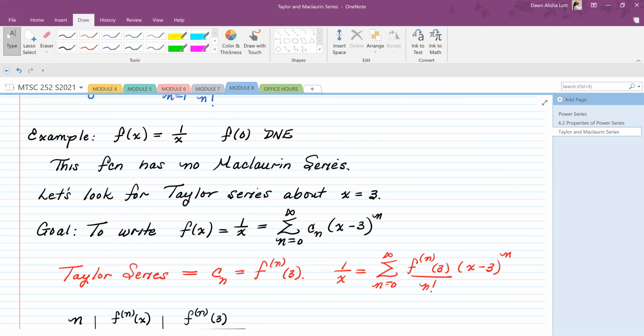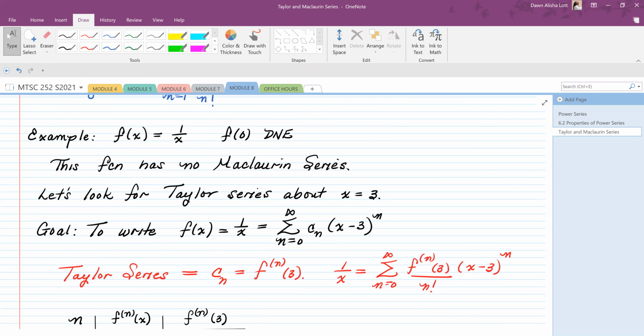So we could have done this about any other value. You could be asked to find the Maclaurin series, not the Maclaurin series, but the Taylor series for 1 over x about x equals 2, and you would do the same thing. Okay. Now we want to find the Maclaurin series about x equals 0. Well, the Taylor series, which is the Maclaurin series. Okay, so let's start.